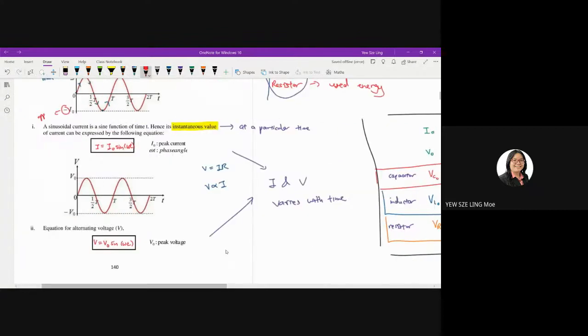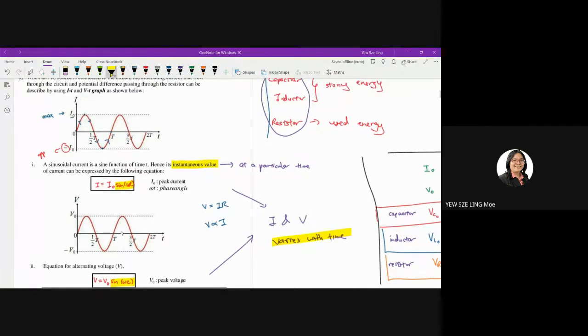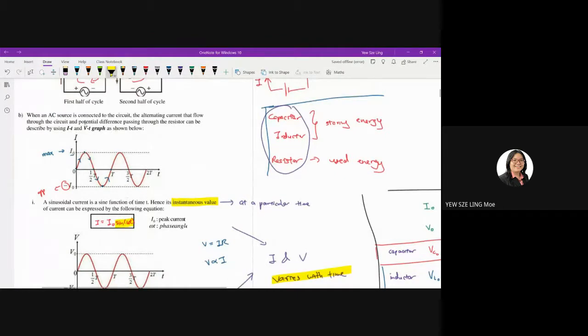So now let us go back to here. These two equations, the equations with the sine function, sine omega t, give the instantaneous value. Why? Because it varies with time. I equals I naught sine omega t, V equals V naught sine omega t, and this is for a resistor. According to the situation given, the AC current is passing through a resistor, so these two graphs belong to resistor.